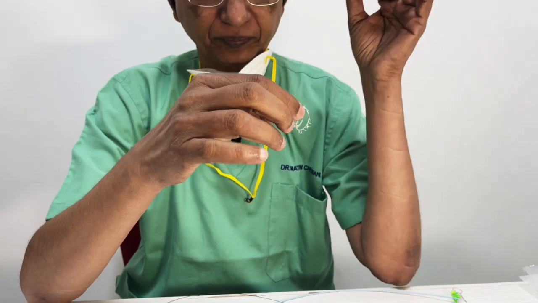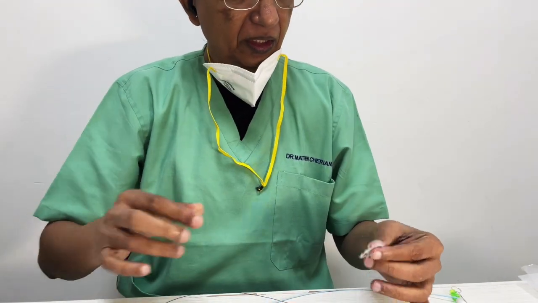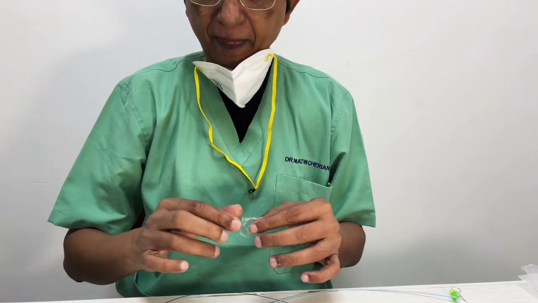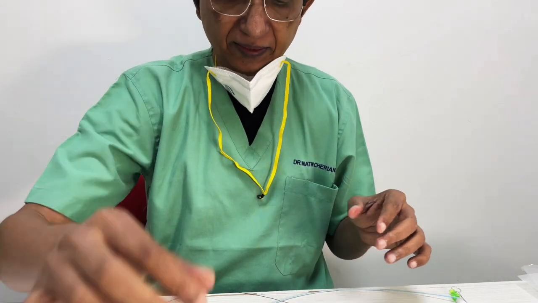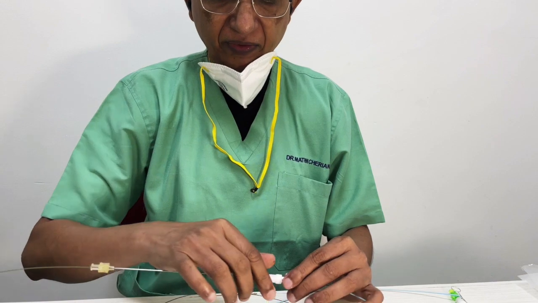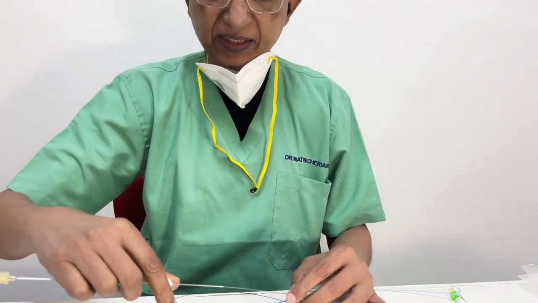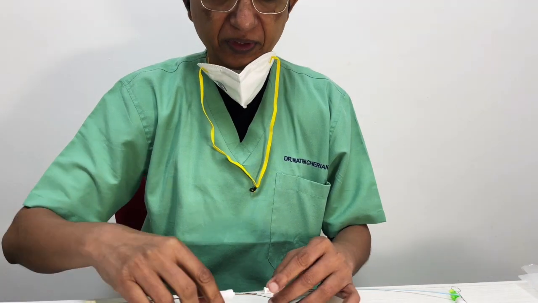Okay. Now, how do you use a fibered coil through a microcatheter? When it comes to microcatheters, the picture is a little different. You would use a coil that is dedicated for microcatheter use.